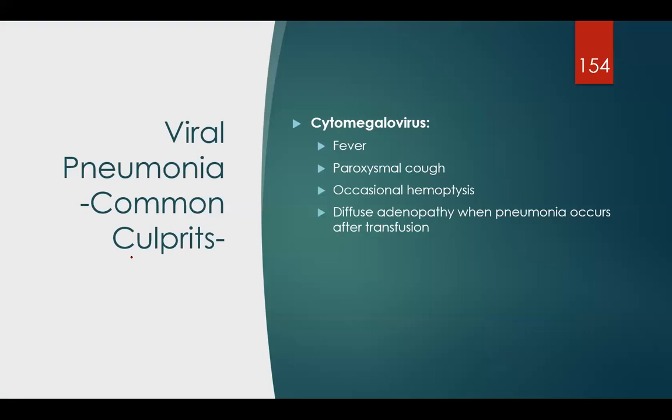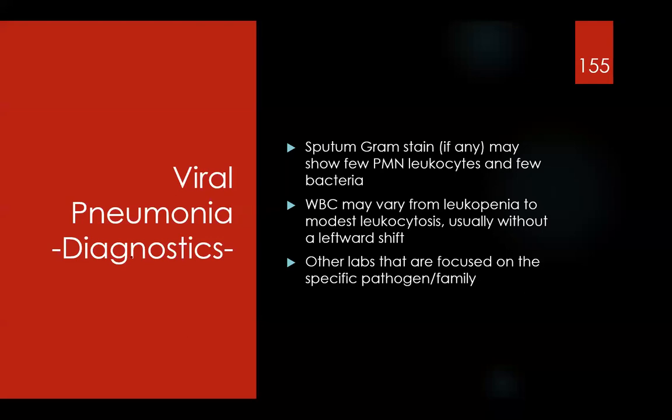If pneumonia occurs, then we want to make sure that we're treating this appropriately. How do we diagnose these? Well, we can do a sputum Gram stain. If any, there may be a few polymorphonuclear cells, which are your neutrophils, and there are probably going to be leukocytes. White blood cells may vary from leukopenia to modest leukocytosis, usually without a left shift, because we're going to see our left shift in a bacterial infection in general. These are not absolutes.